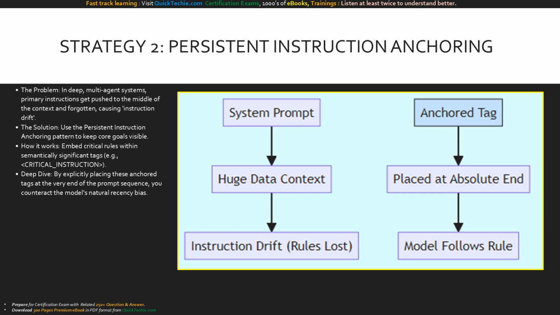This flow contrasts two approaches. Normally, a system prompt is followed by a huge data context, which inevitably leads to instruction drift where rules are lost. However, if we take an anchored tag and inject it at the absolute end of the data payload, the LLM reads it immediately before generation, ensuring the model follows the rule perfectly.